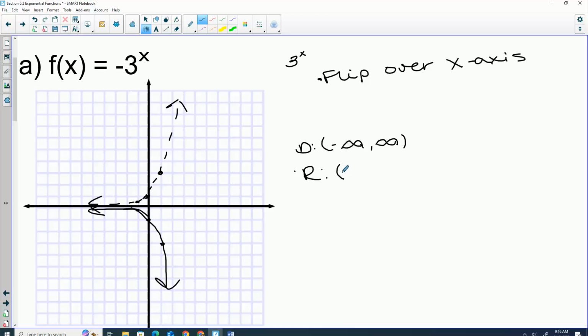What would our range be? Just for the final one, the final one is just negative infinity to 0, because it stops when you get to that horizontal asymptote.